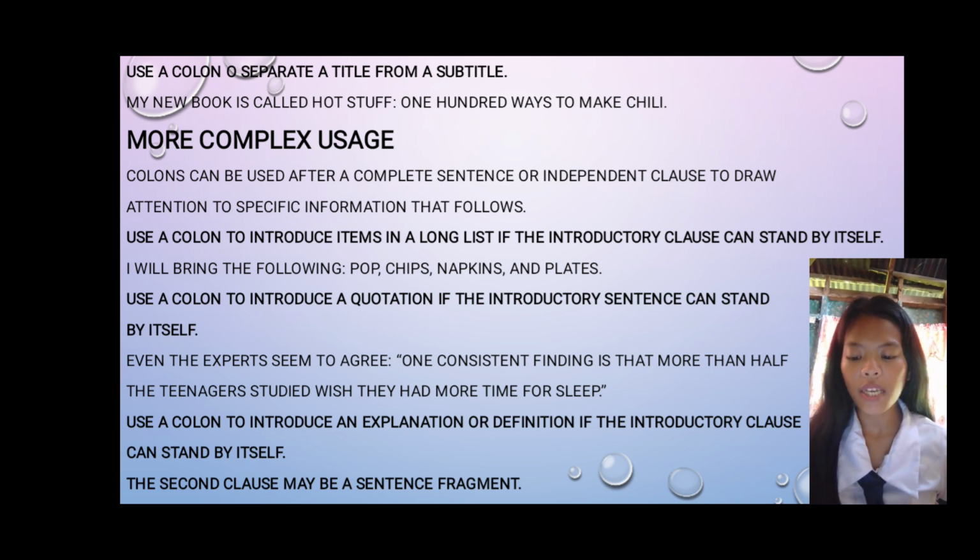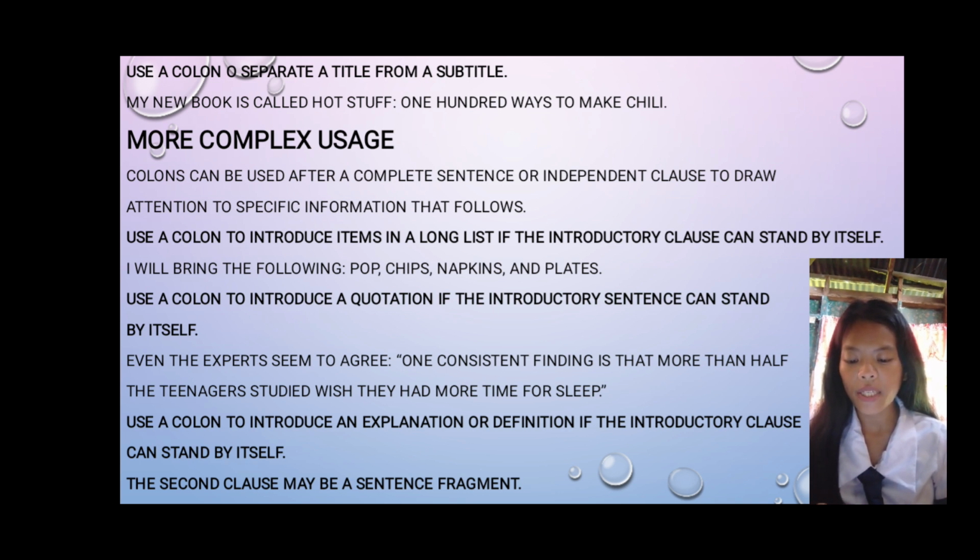In more complex usage, colons can be used after a complete sentence or independent clause to draw attention to specific information that follows. Use a colon to introduce items in a long list if the introductory clause can stand by itself. I will bring the following: pop, chips, napkins, and plates. Use a colon to introduce a quotation if the introductory sentence can stand by itself.